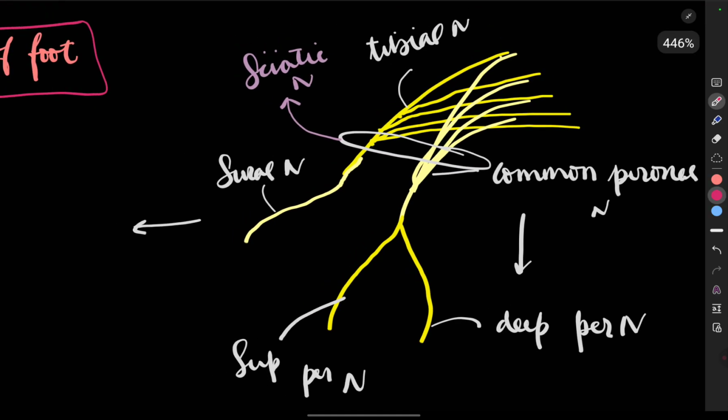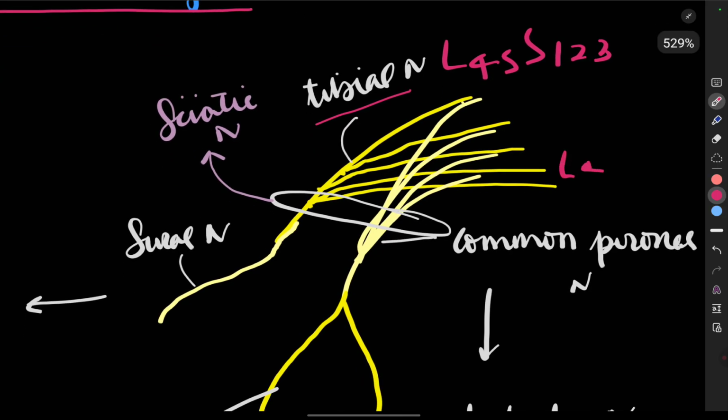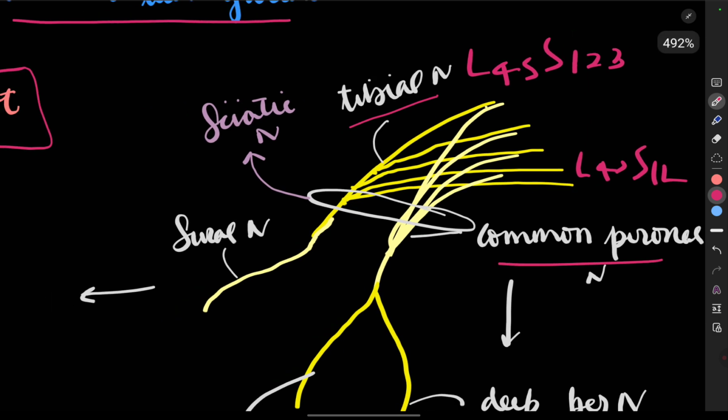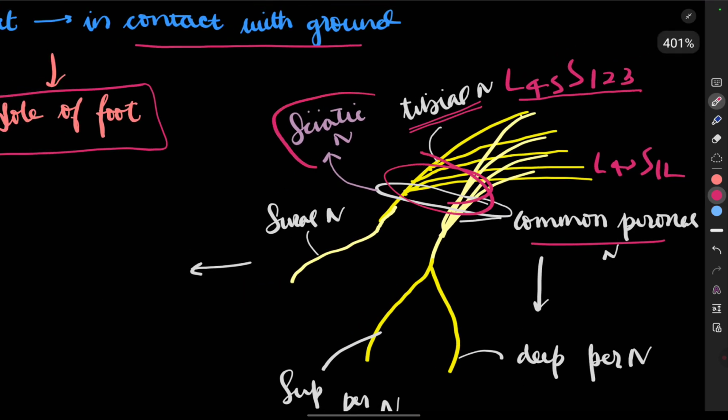See, the tibial nerve arises from the roots L4, L5, S1, S2, S3. The common peroneal nerve is from L4, L5, S1, S2, not S3, only S1 and S2, and the tibial nerve is from L4, L5, S1, S2, S3, and both together they form the sciatic nerve.